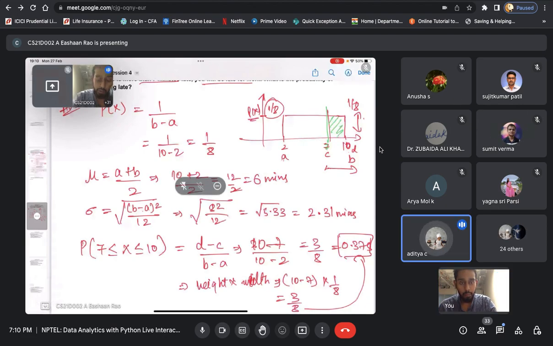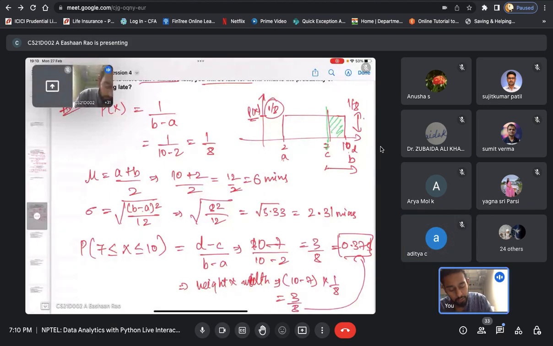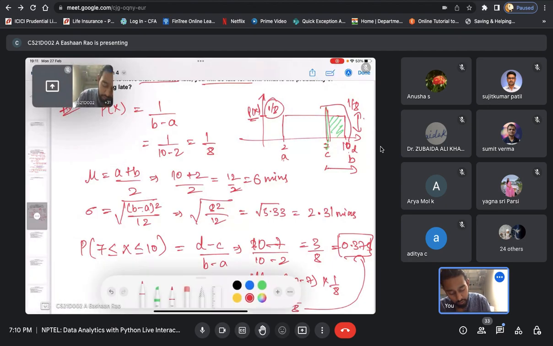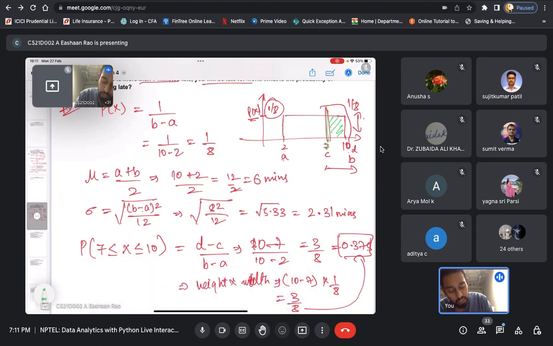Sorry, I haven't explained this, let me show it. For this interval, after 3, there is a 37.5% chance, 0.375, that if the bus is delayed, after a bus is coming after 7 minutes, there is a 37.5 chance that I will be late to the office, because that's the question that I am asking here.